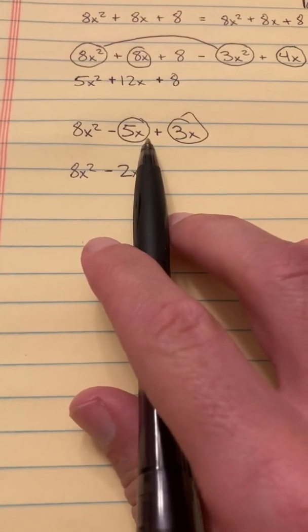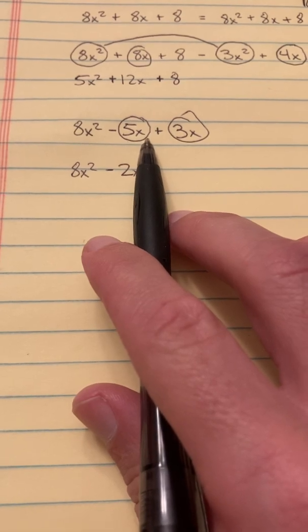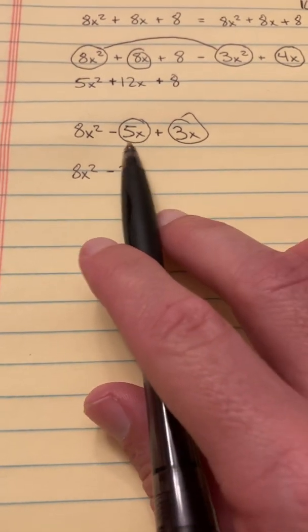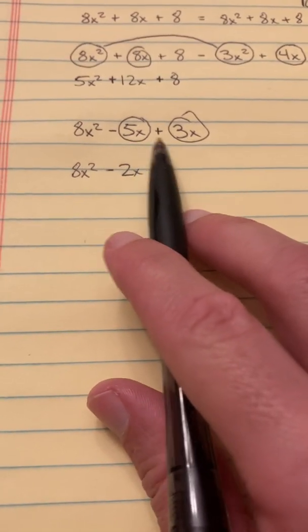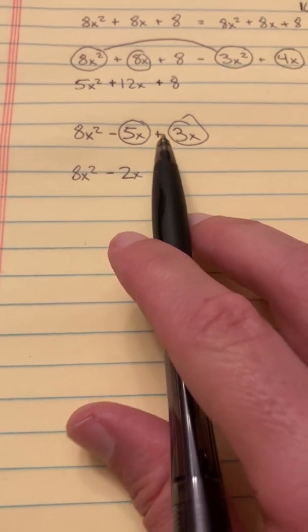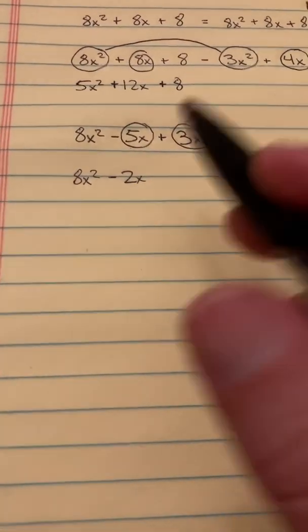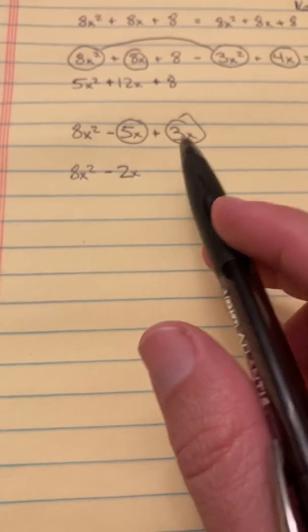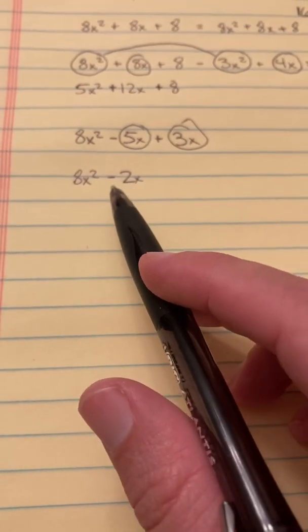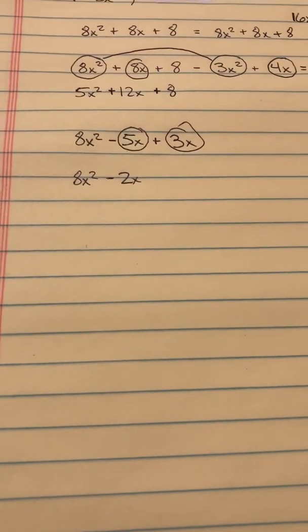Okay? And here's a different way of looking at it. Yes, we were subtracting 5x. Okay? But then we're adding 3. So we're not really taking away 5. We're taking away 2. So if instead of taking away 5, I'm taking away 3 less than 5, which is 2. So now I'm only taking away 2. All right?